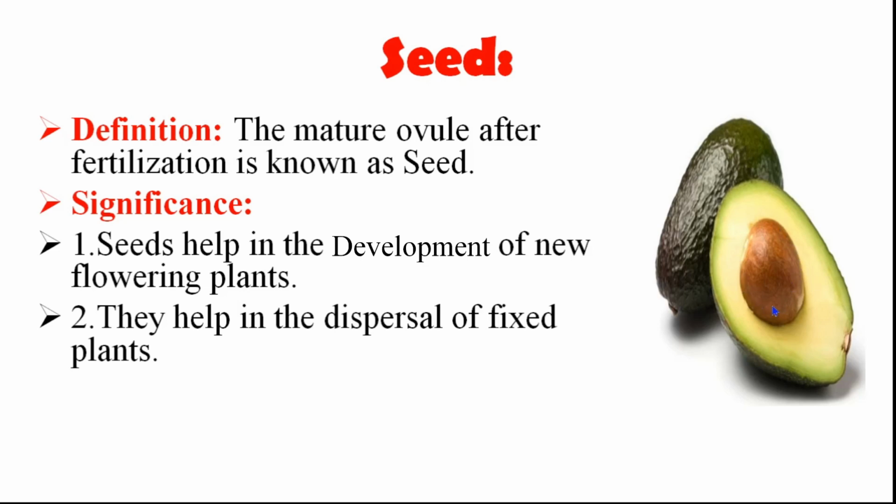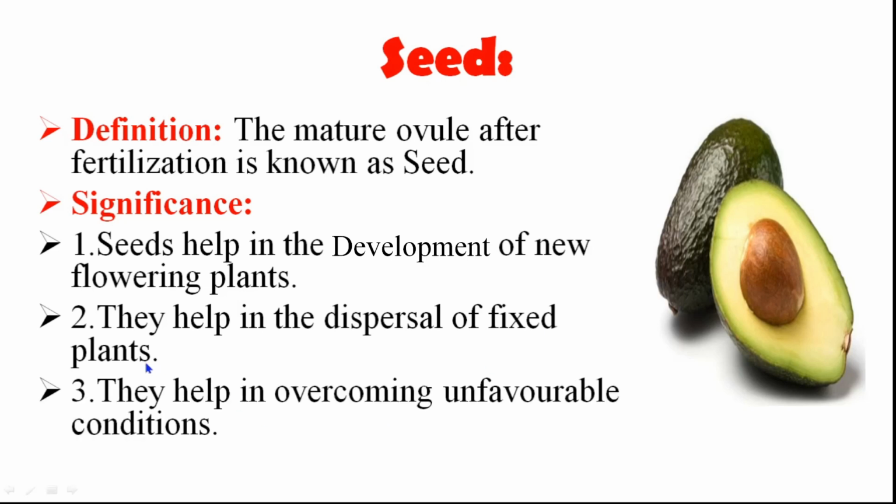But when the seed falls on the ground in the same place near the mother plant, a number of small plants develop. These small plants are nothing but the seedlings. So all the seedlings cannot develop. That's why the seed helps in the dispersal of it, and that's why the different seedlings grow at different places. They help in overcoming unfavorable conditions also.